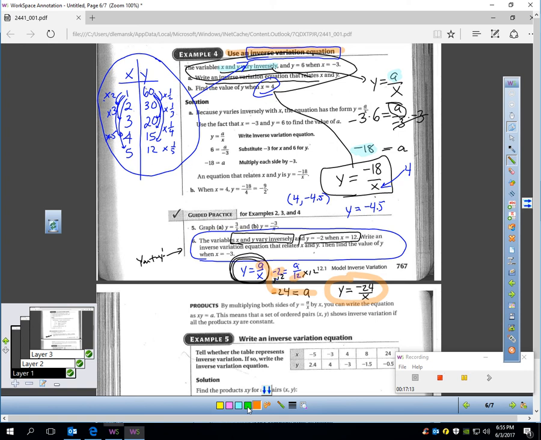Now they do ask me to do one more thing. Now find the value of y when x is -3. Well, that's simple. I'll just take -3 and plug it in right here for x. If I plug a -3 in for x, -24 divided by -3 means y is 8. So -3 for x would give me 8 for y.